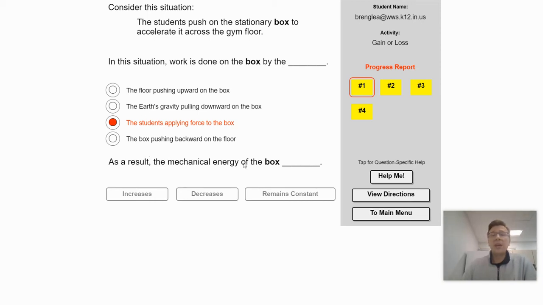And as a result, the mechanical energy of the box increases. So this is more or less just asking you whether positive or negative work was done on the box. Because the box increases its kinetic energy, its total mechanical energy increases. Mechanical energy is just the kinetic energy plus the potential energy. It's the total energy in the situation. So since the box picks up speed, it is of course going to increase its total mechanical energy.